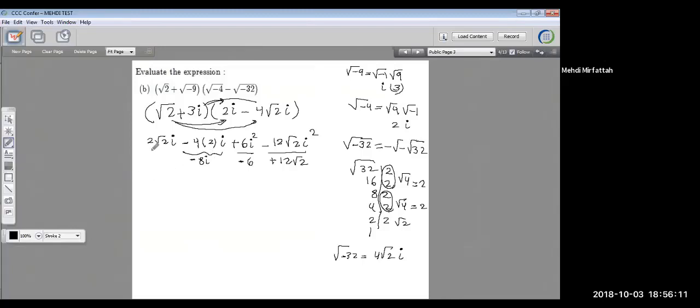Okay, so let's write everything we have. We have 2 radical 2i minus 8i. Can I combine these two? Not really. I can factor i if I want to, but that would be 2 radical 2 minus 8i. That's what we have. That's how you combine those. And then the other terms would be 6, plus 12 radical 2. Okay. So with minus 6 plus 12 radical 2, because it's minus i.